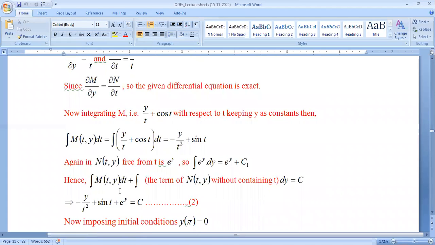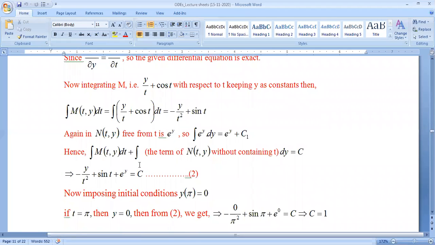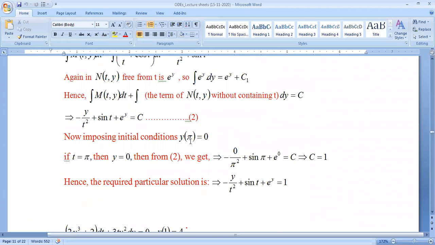Now in N, the term without containing t is just e to the power y. So our required solution is this, just using the first example of this lecture. Remember it. Now imposing our initial conditions, y(pi) equals 0. If t equals pi, then y equals 0. Now using this condition in equation 2, which is the solution of our exact differential equation.